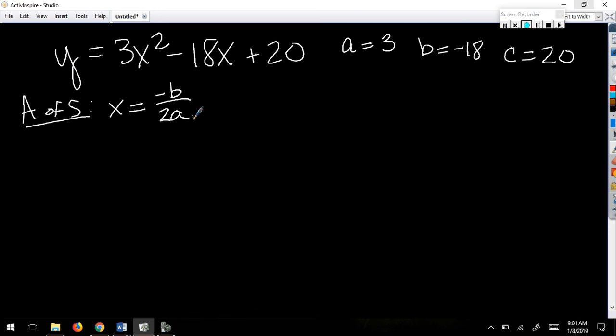What is B? Negative 18. So what's opposite B? Positive. Positive 18 over 2. What's A? 3. So 18 over 6 is 3. Good job.